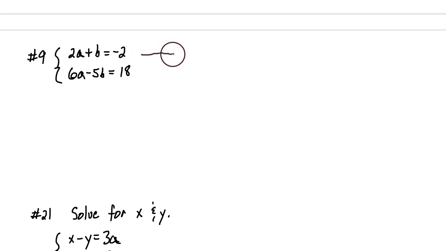I'm going to choose to eliminate the a term. So I'm going to multiply the first equation by negative 3. That creates negative 6a. And then minus 3b is equal to 6. And keep the second equation the same.